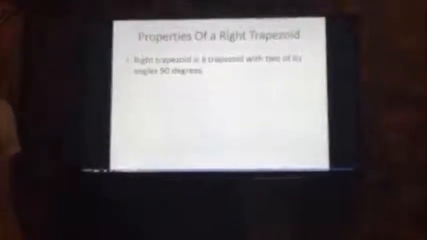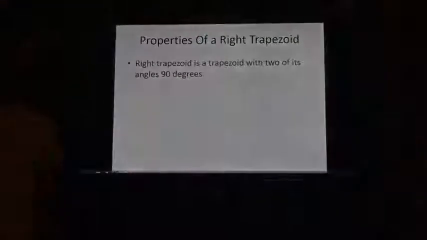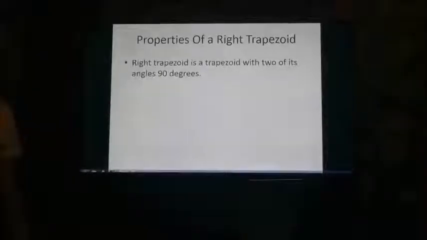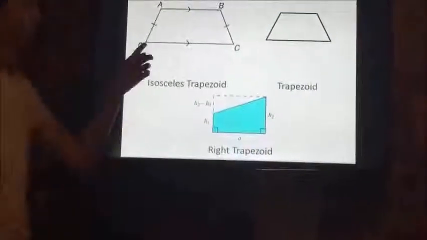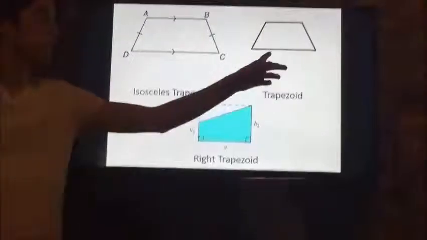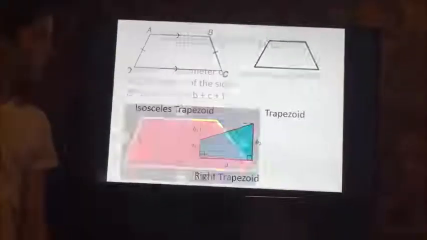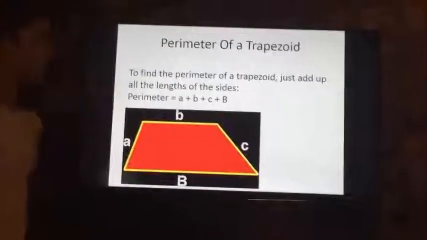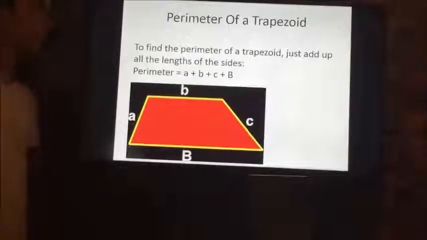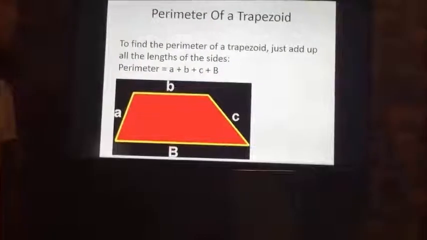Properties of a right trapezoid. A right trapezoid is a trapezoid with two of its angles 90 degrees. These are some examples of different kinds of trapezoids. This is an isosceles trapezoid, this is a normal trapezoid, and this is a right trapezoid. Perimeter of a trapezoid. To find the perimeter of a trapezoid, just add up all the lengths of the sides.